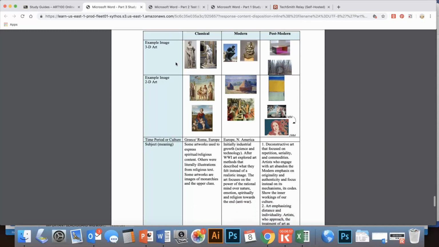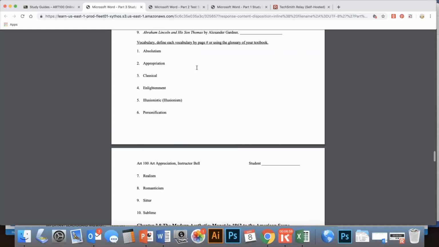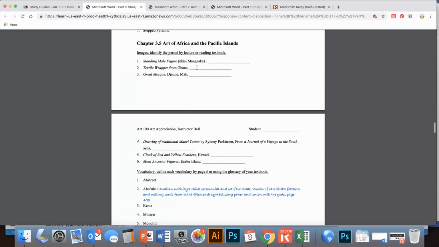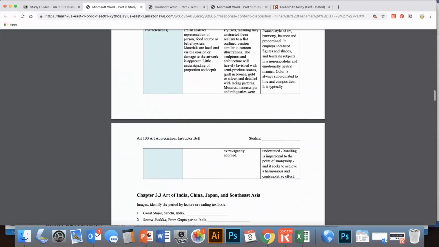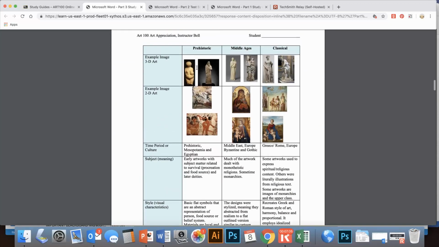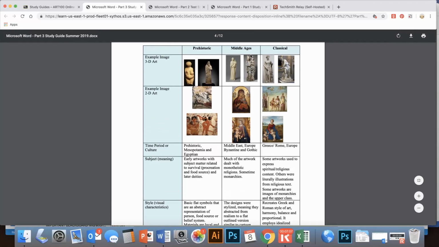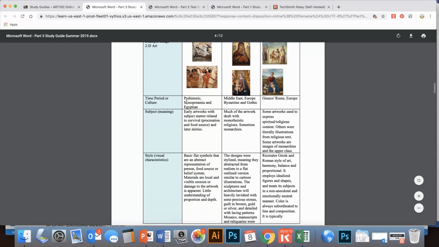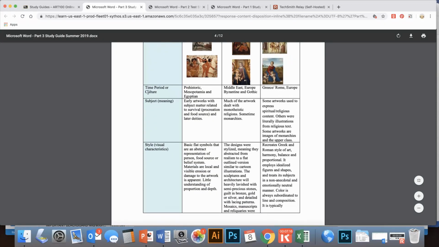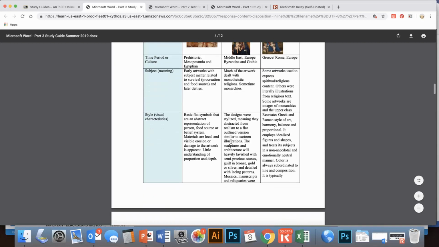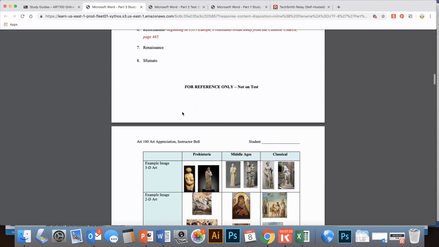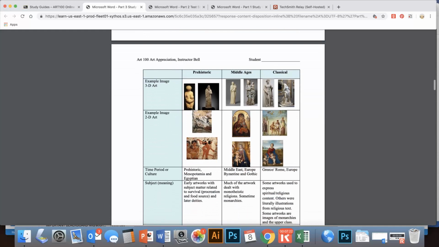For each section, you'll see that there's one for that, and also for the earlier one. For each art period, there's a 3D and a 2D example, and then it explains what the time period is. You don't have to memorize any of this. Like it says above, it's for reference. This is not on your test.